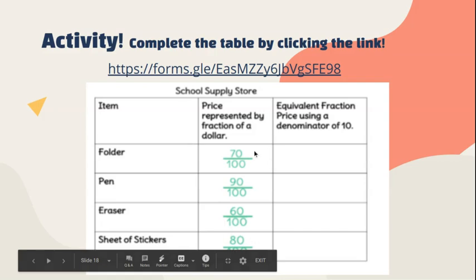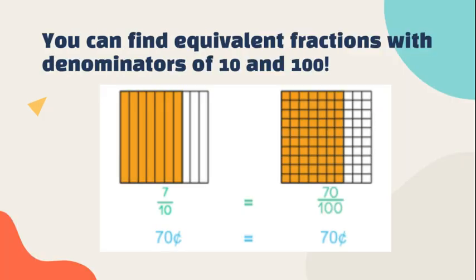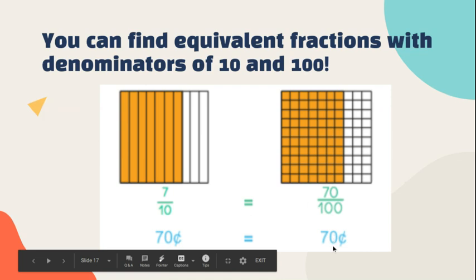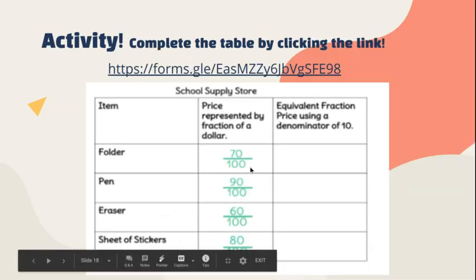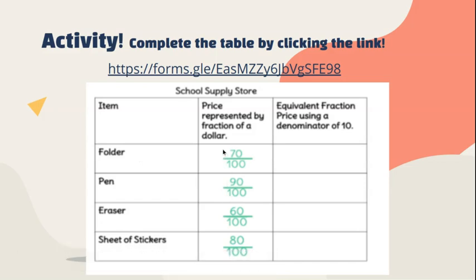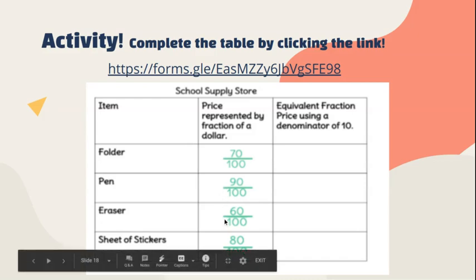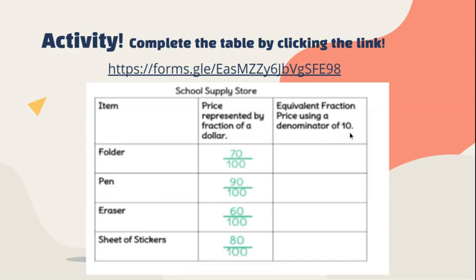So 70 over 100, go back to this video, that equals 70 cents. So if 70 over 100, a folder would be 70 cents. What do you think 90 over 100 would be? 70 cents, 90 cents, 60 cents, 80 cents? Do you see where I'm getting at? Equivalent fraction price using a denominator of 10.